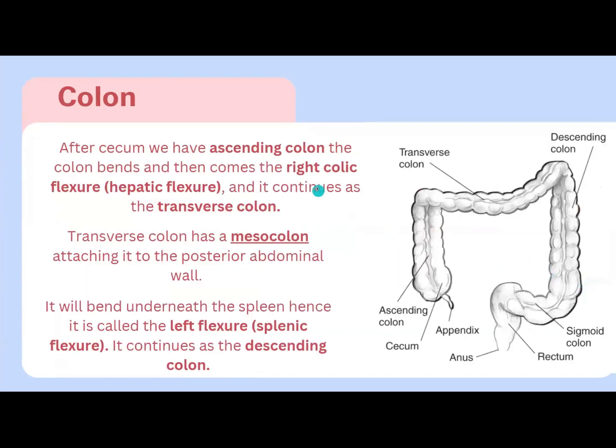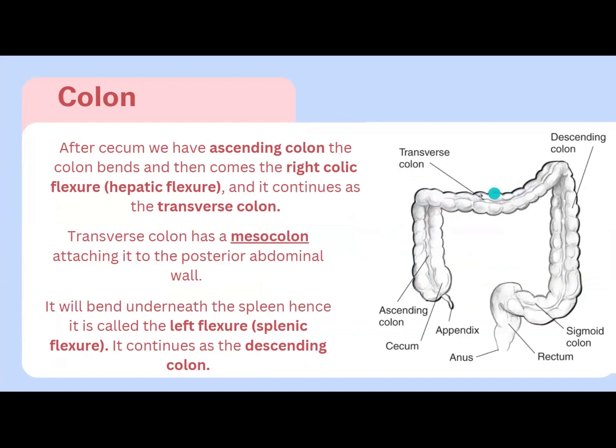Moving on, the colon. After the cecum, we have the ascending colon. Before becoming the transverse colon, it will bend on the right side of the body, which is called the right colic flexure. And what do we have on the right side? We have the liver. So another name for it is the hepatic flexure. After that, we have the transverse colon.